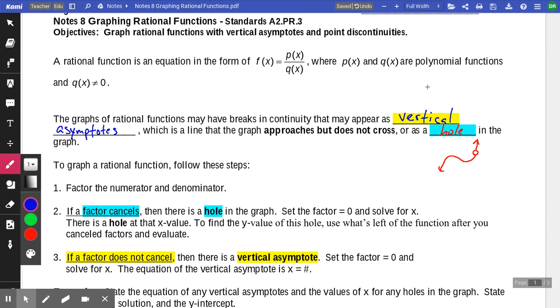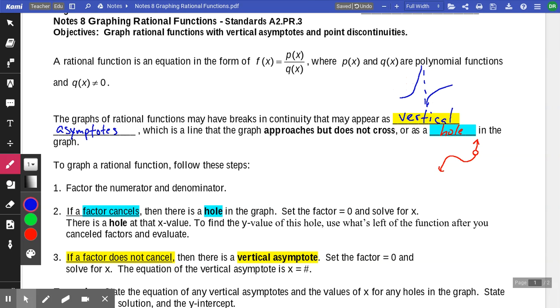An asymptote would be a vertical line, a boundary line that the graph is going to try to get really close to, and it just can't. And same thing here. Maybe we'll see something like this. The graph, it's just right next to it, but it can't quite reach there. Okay, so what is this going to involve for us today?